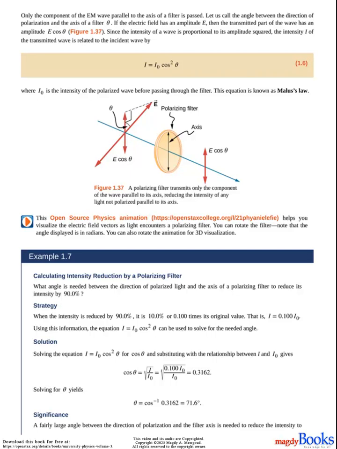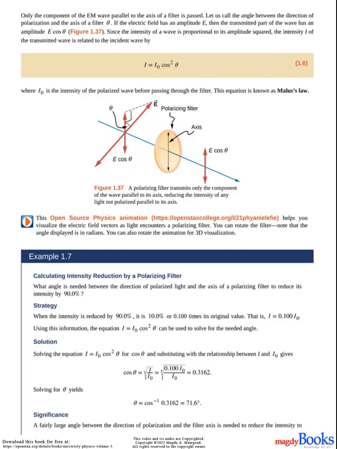Figure 1.37. A polarizing filter transmits only the component of the wave parallel to its axis, reducing the intensity of any light not polarized parallel to its axis. This open-source physics animation helps you visualize the electric field vectors as light encounters a polarizing filter. You can rotate the filter. Note that the angle displayed is in radians. You can also rotate the animation for 3D visualization.